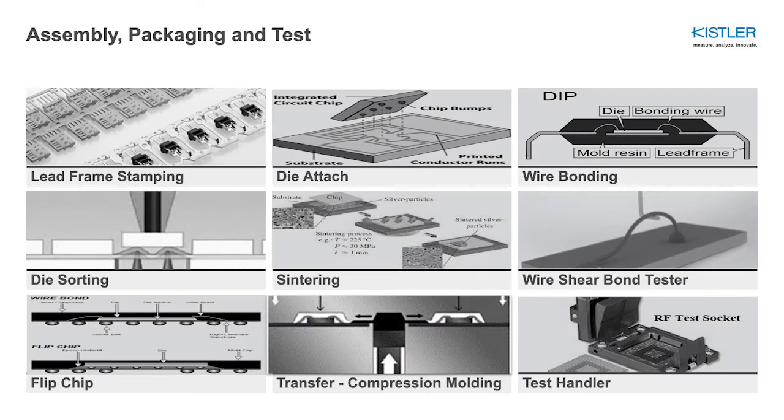Transfer and compression molding is where a casting material is forced into a mold. A pressure sensor installed allows one to accurately measure and monitor the fluctuations in viscosity. Deviations are indications for defective products, such as wire deformations.